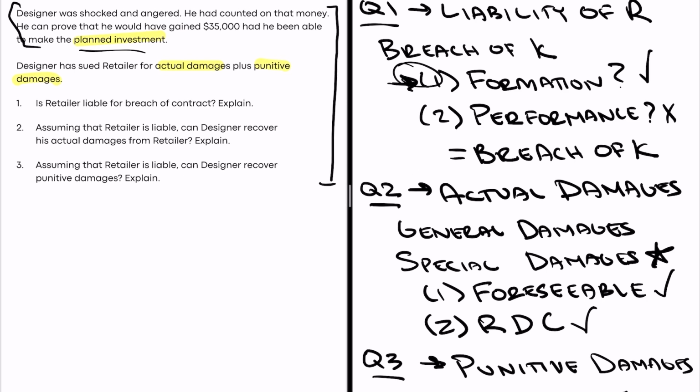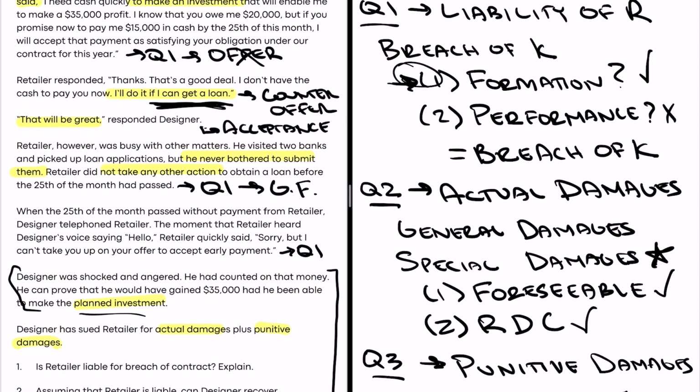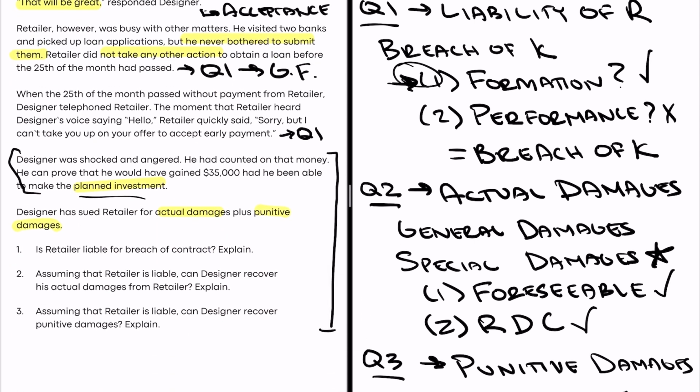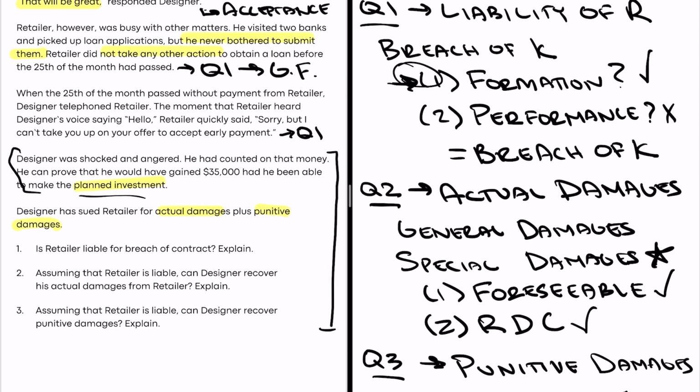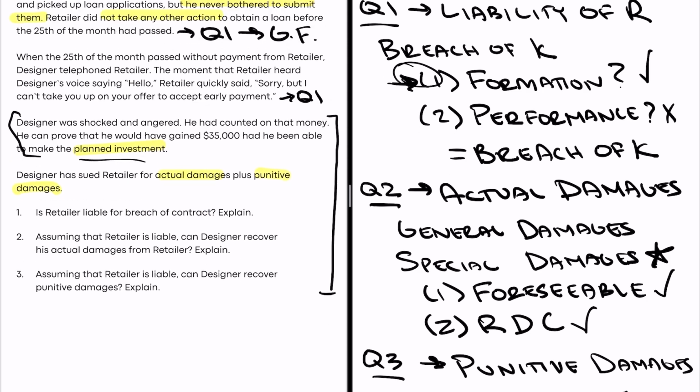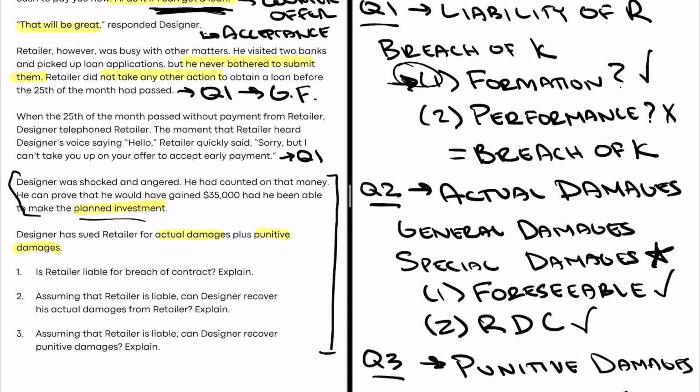Designer was shocked and angered. He had counted on that money. He can prove that he would have gained $35,000 had he been able to make the planned investment. This is again the call of the question. Designer has sued retailer for actual damages plus punitive damages. Question number 1 asks us, is retailer liable for breach of contract? I think we've identified all the major issues here. We can just move on to the points here that the bar examiners were looking for from examinees, and we can start with question number 1.